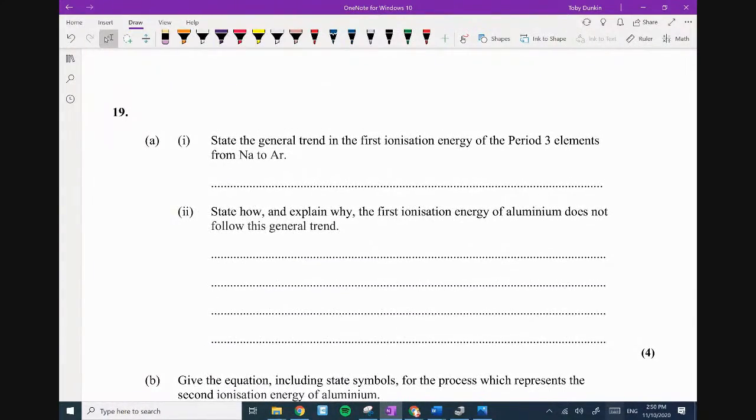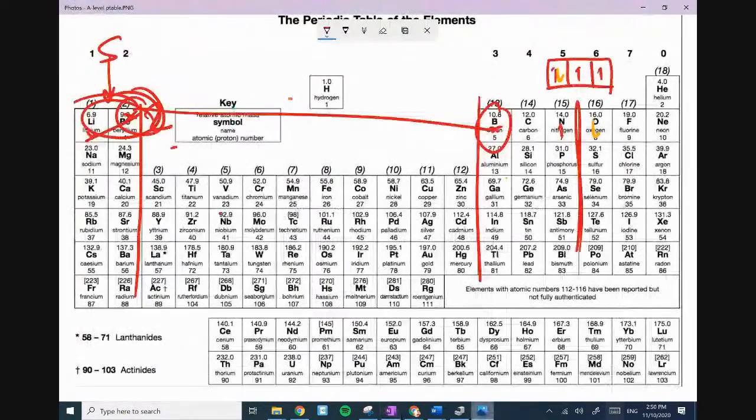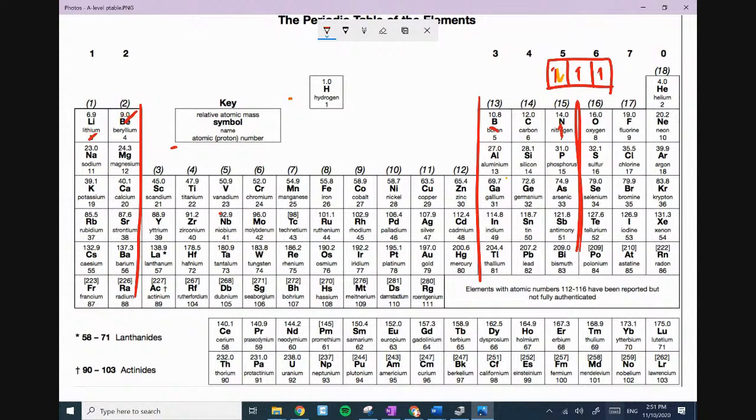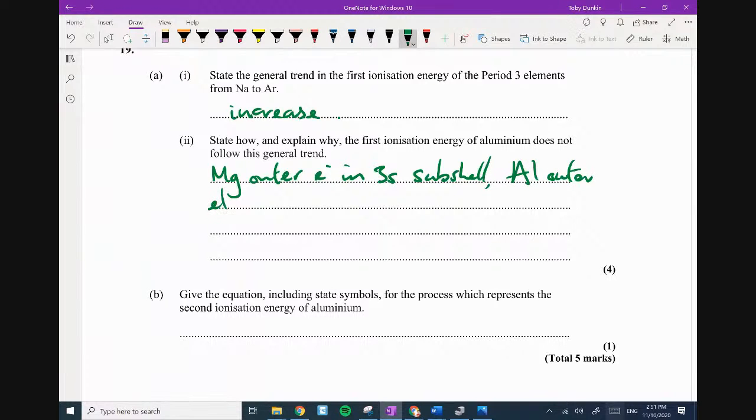State the general trend in the first ionization energy across period 3. Increase. State how and explain the first ionization of aluminium does not follow this trend. So aluminium's drop. Sodium, magnesium's gone up, and then there's a dip. So it's the same explanation, but this time for aluminium. So magnesium's outer electron in 3s subshell. Aluminium's outer electron. I'd write down the full words, by the way, in my exam. Aluminium's outer electron is in 3p subshell.